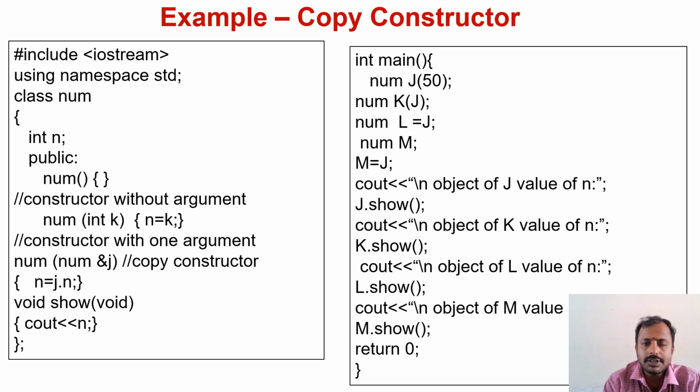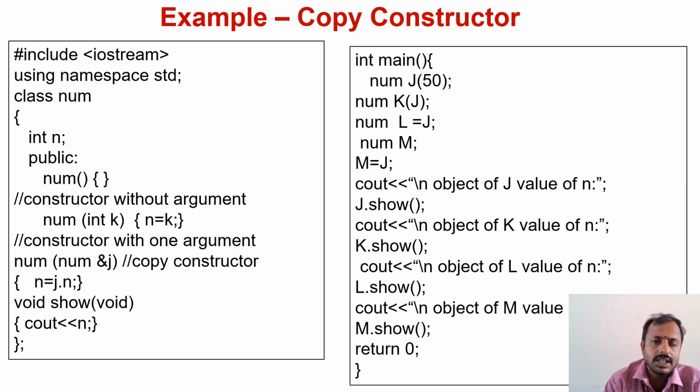Next, I have another statement, num k(j). I am going to create an object k, and I am going to pass the value of j. What is j? j is an already existing object. So I would like to assign the value of the already existing object to the newly created object k. So what constructor will be called? num(num &j). Now what will happen? n is equal to j.n. In j, the value is already 50. That value will be assigned to n in the newly created object.